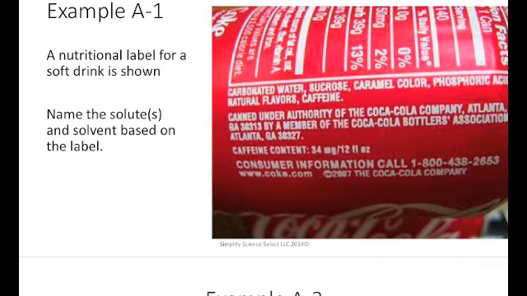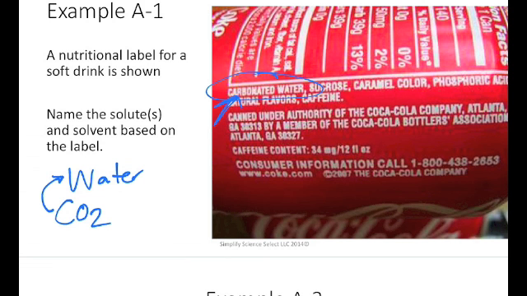But for now, let's look at a nutrition label. You have a nutrition label for a Coke. It says name the solutes and the solvent based on the label. The first thing you would look at is that you have carbonated water. Carbonated water indicates that you have water, but the carbonated indicates that you have dissolved CO2 in there. So which one is the solute and which one is the solvent? Well, you're taking CO2 and putting it in the water. That makes water the solvent, and it makes the CO2 a solute.